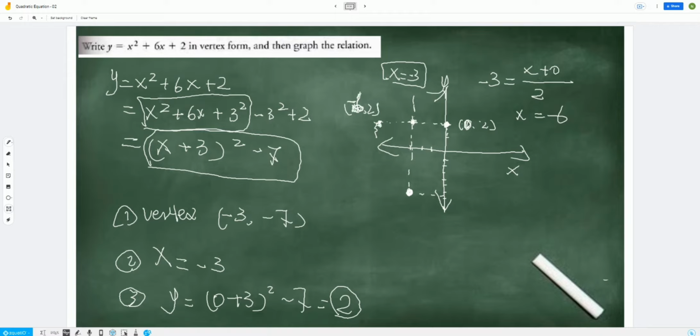So we just draw something like this. Okay, so this is the graph, right? With the vertex, the axis of symmetry equation, and the y-intercept, we can find another point using this formula. So that's it for this question. Let's jump to another question.